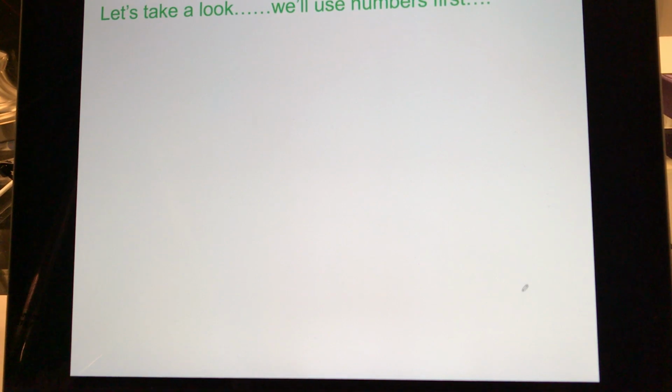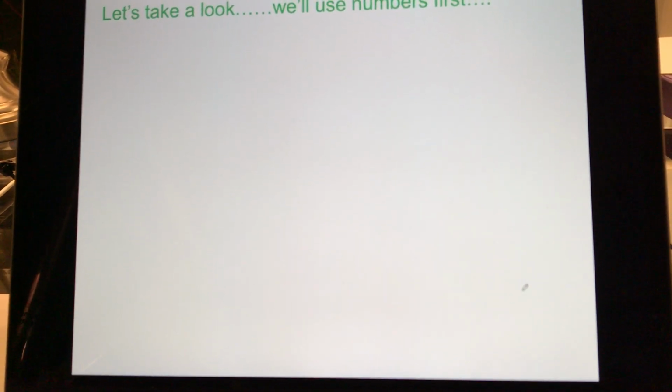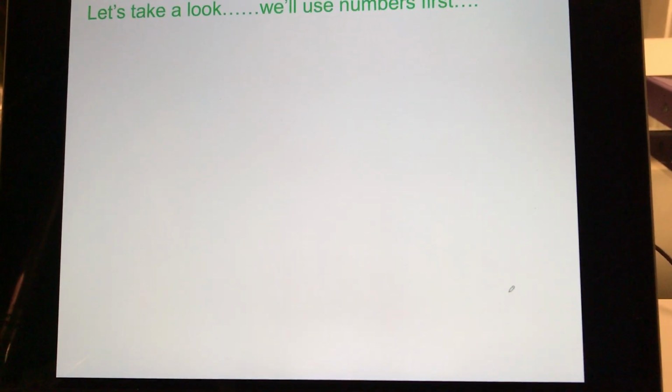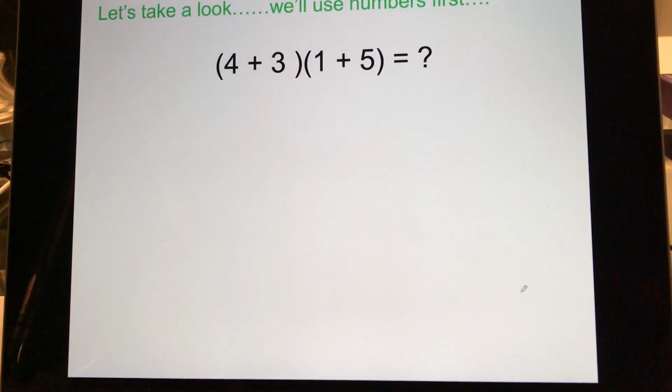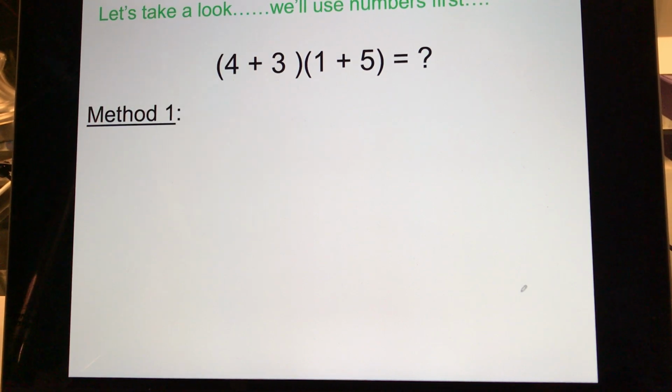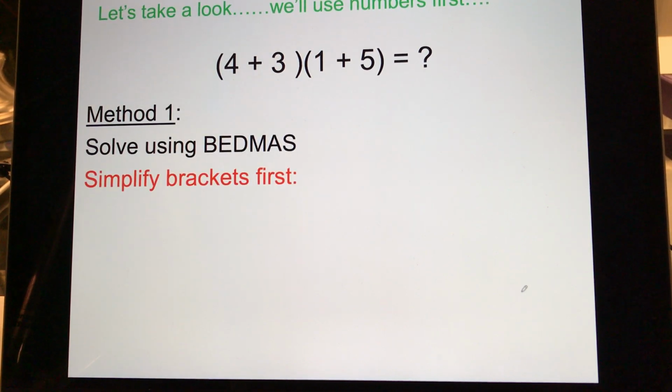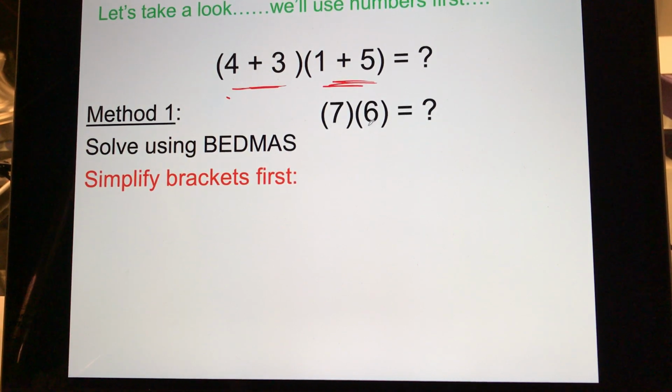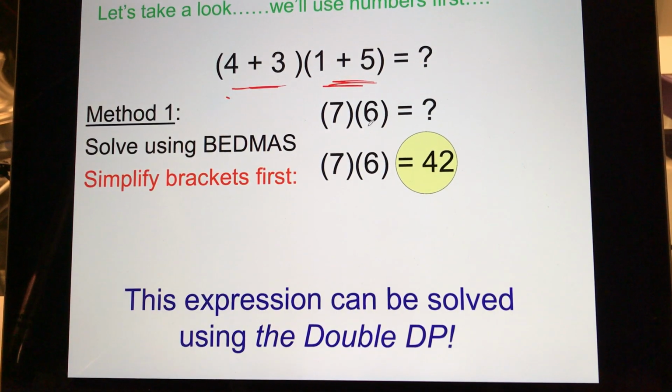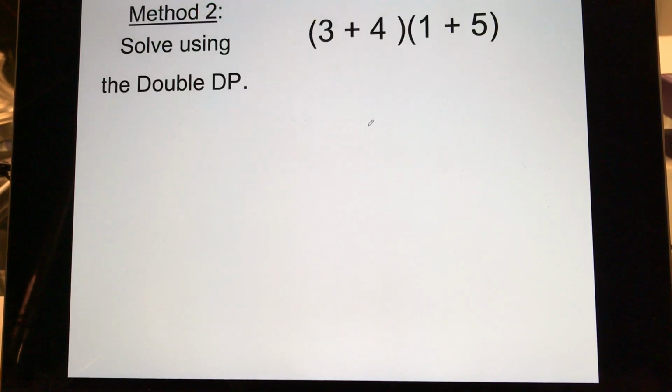So let's take a look, and we're going to try looking at a couple numbers here first. So suppose we have 4 plus 3 and 1 plus 5. Our first method will be to solve using BEDMAS. So I'll simplify the brackets first. I know 4 plus 3 is 7. I know 1 plus 5 is 6. I know 7 times 6 is 42. That's great.